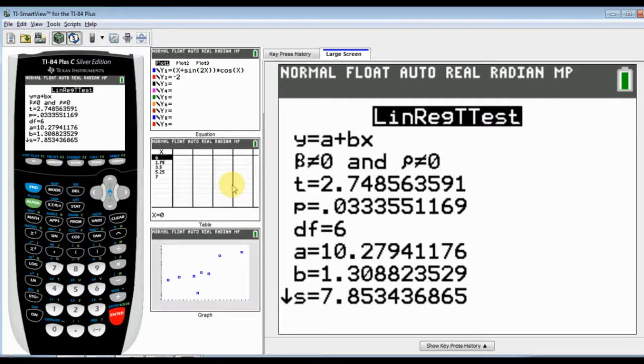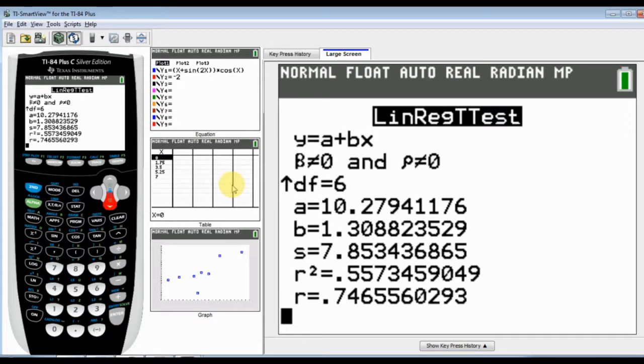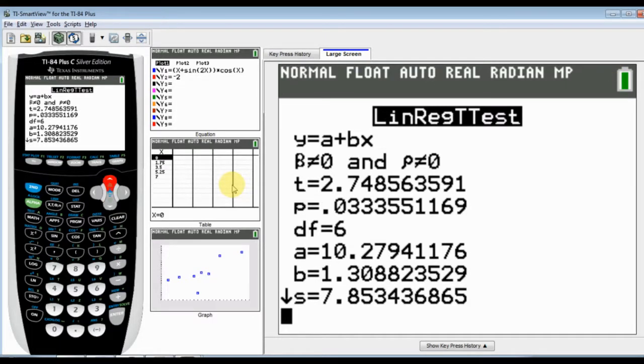We have a t star of 2.75. We have a p-value of 0.0334, 6 degrees of freedom. We already know the values of a and b. That s is SE. And of course, you know what r and r squared are. But really, if you're using the linear regression t-test, you don't particularly need to read much past the degrees of freedom.